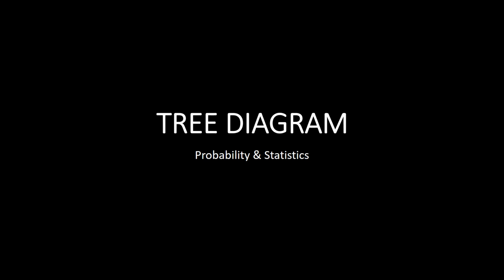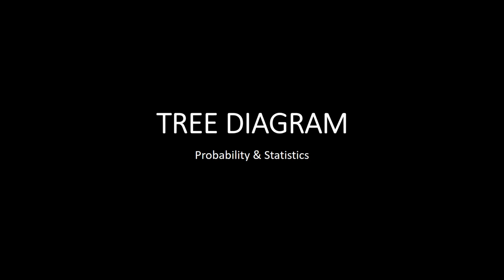This time we're talking about tree diagrams in our probability and statistics. When you say tree diagram, this is a diagram in which we will be expecting branches coming from one option or one outcome to another. So this is how we are going to do it.